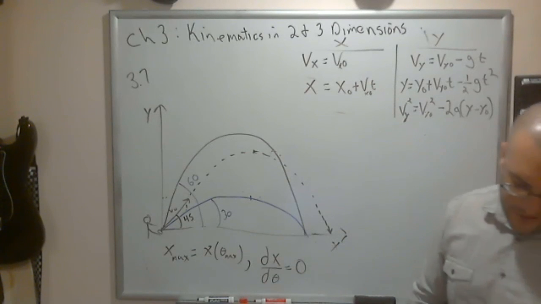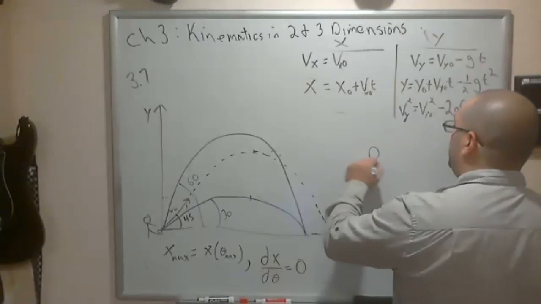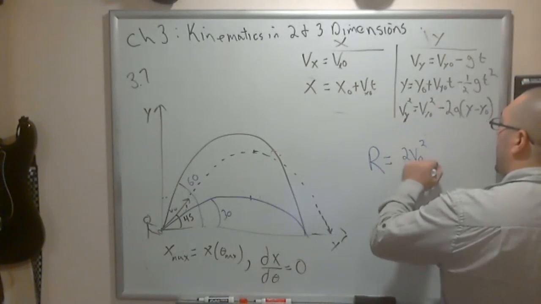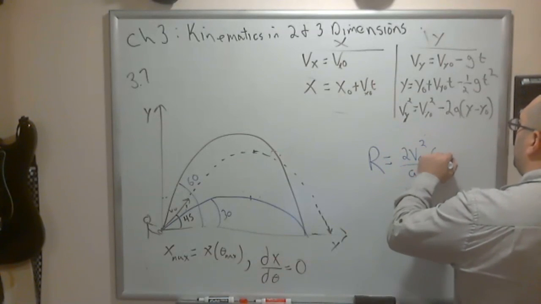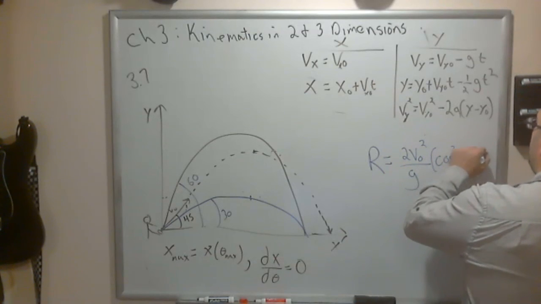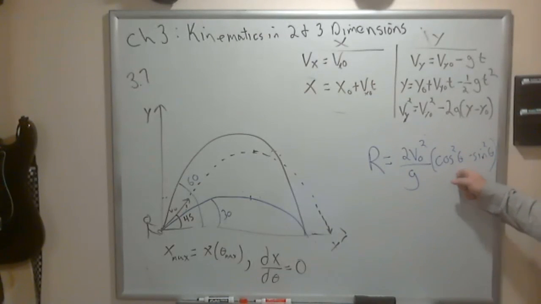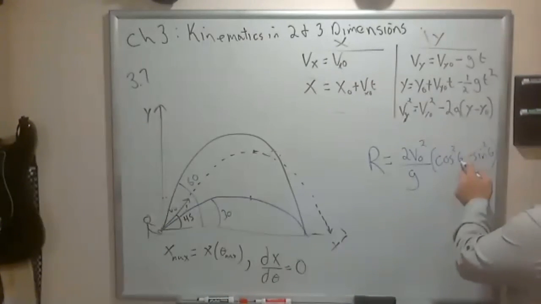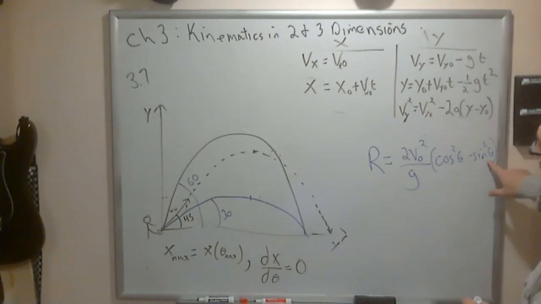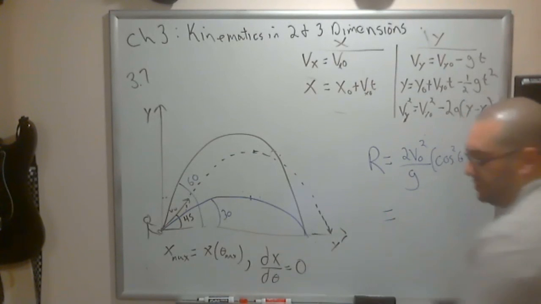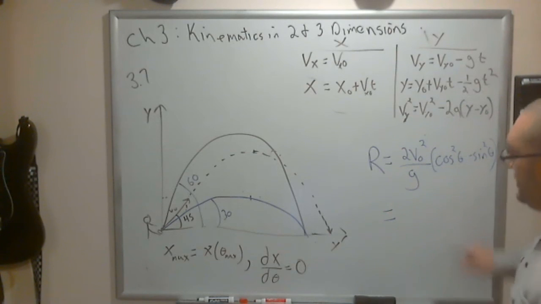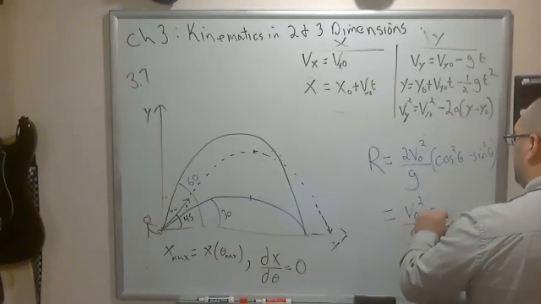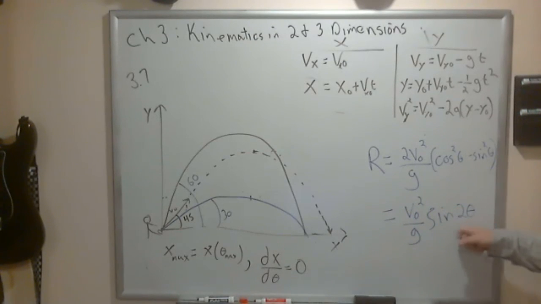And then we could use the range. Let me write a final solution to the range. So the range, if you remember, we had 2 V naught squared over G, right? It was cosine theta sine theta, or rather, the form with cosine squared minus sine squared. By a trig identity, we can convert the two cosine squared theta minus sine squared theta into a single sine function. So this will come out to be this sine theta.